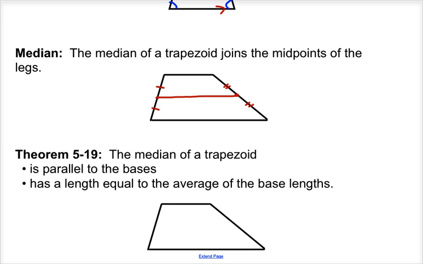Theorem 5.19: the median of a trapezoid is parallel to the bases and has a length equal to the average of the base lengths. If I draw in the median, it connects midpoint to midpoint of the legs, it's parallel to the bases, and it's the average length of the bases. If the top base had a length of 10 and the bottom base a length of 20, you add them up and divide by 2, and the median would be 15.